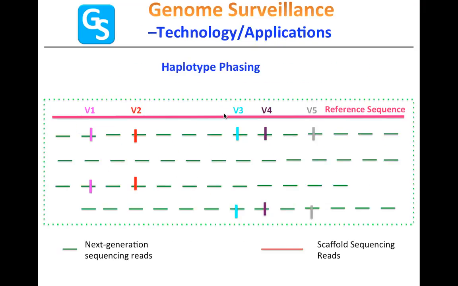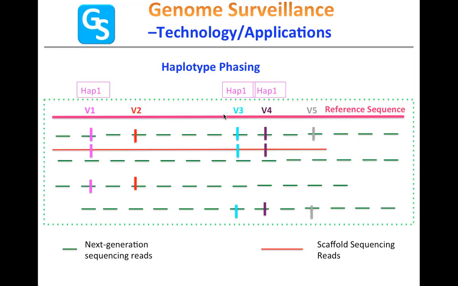We can also use scaffold sequencing for haplotype phasing. By next-generation sequencing, you can detect many genomic variants. However, for a diploid genome, these genomic variants may belong to different haplotypes. It is very difficult to phase out these genomic variants due to the limited length of next-generation sequencing reads and contigs.